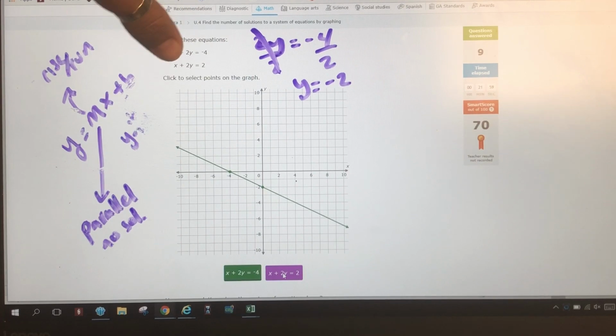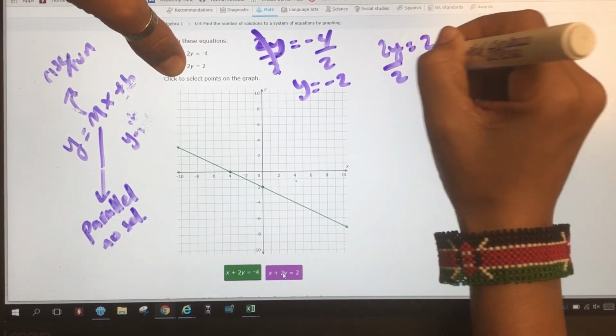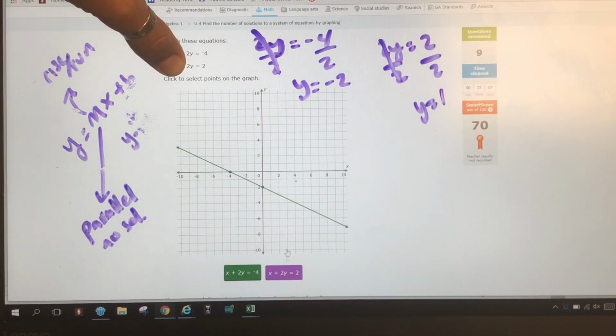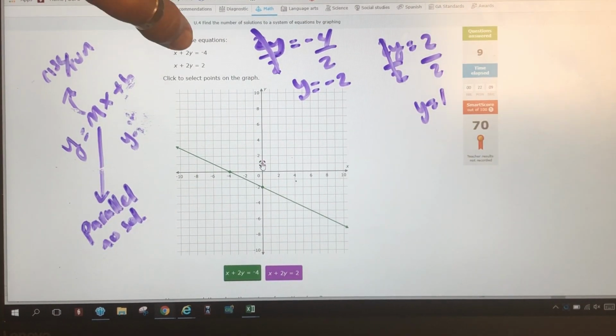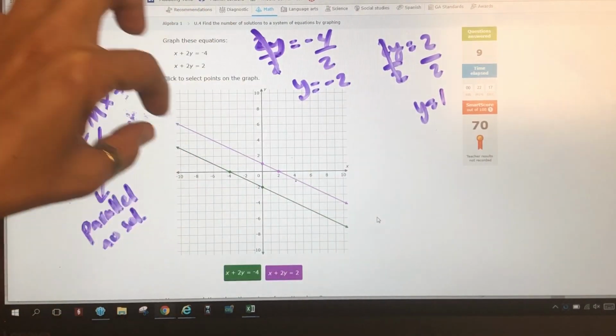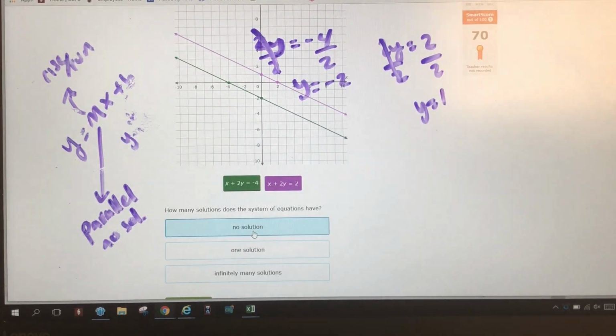Go to my second line. Same thing. I've got 2y equals 2. Divide by 2. Y equals 1. So my second line, y is equal to 1. Block that out. I've got x is equal to 2. So x is equal to 2. And there's my line. They are parallel. Do they meet? No. So how many solutions does it have? It has no solution.